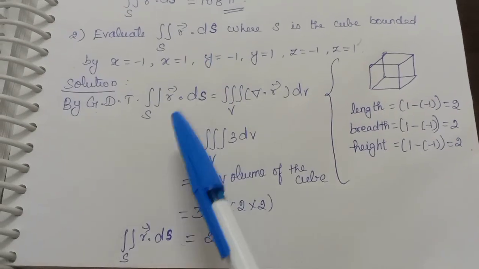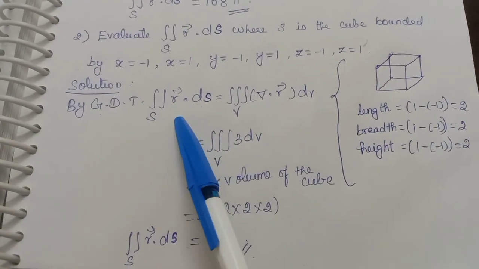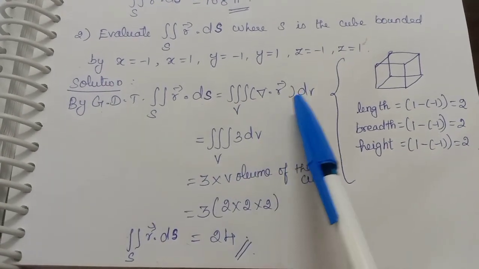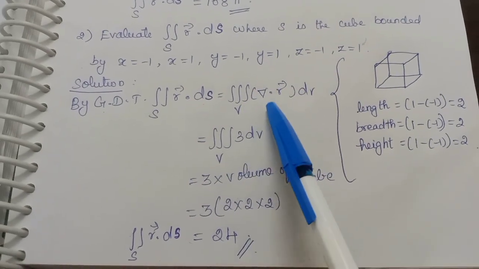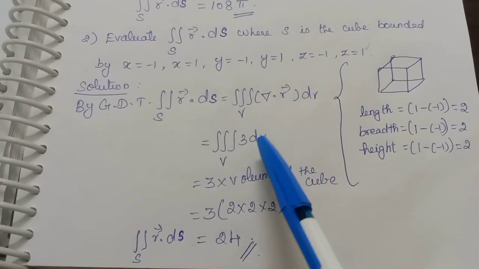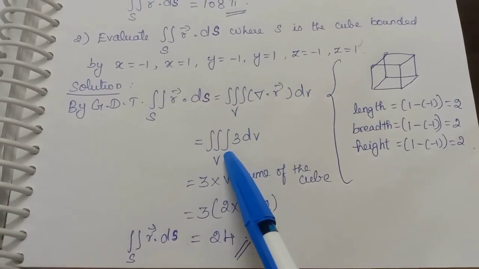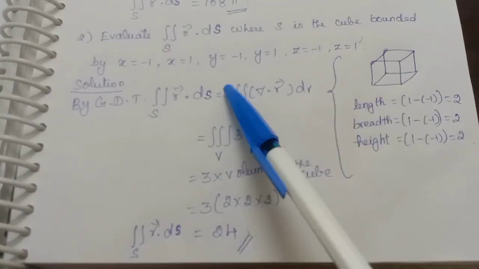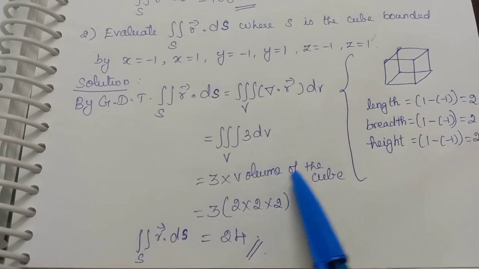So again we are going to use the divergence theorem. By the divergence theorem, double integral over S of r dot dS is equal to triple integral over V of del dot r dV. So del dot r, which we already found in the previous problem, is equal to 3. So 3 into dV. What is the triple integral of dV? The triple integral of dV is nothing but the volume of the given surface. What is the surface given here? Cube. So the volume of the cube.